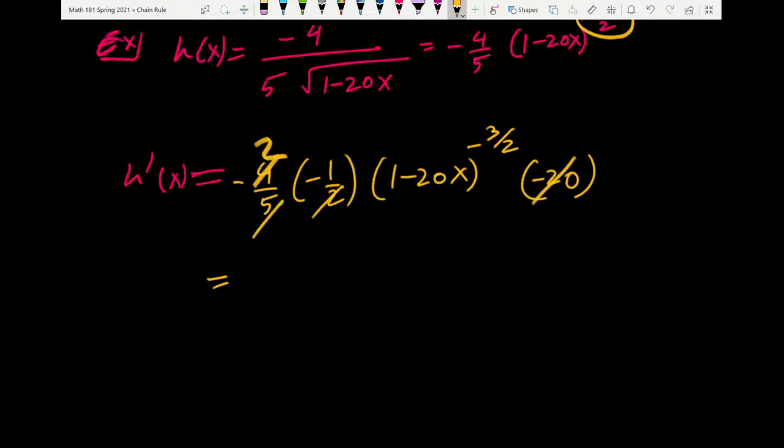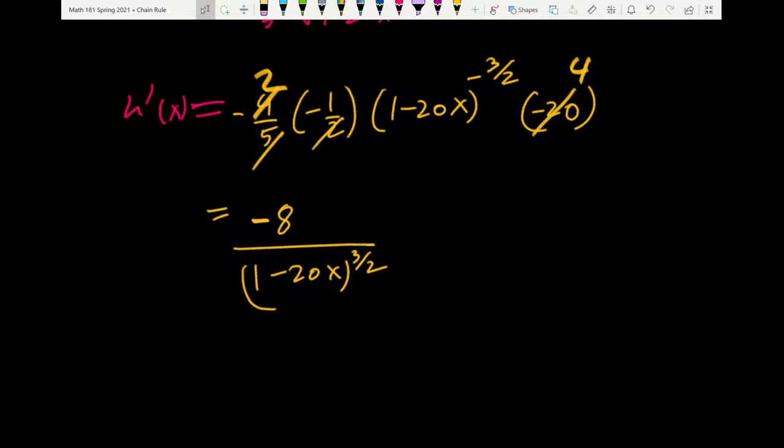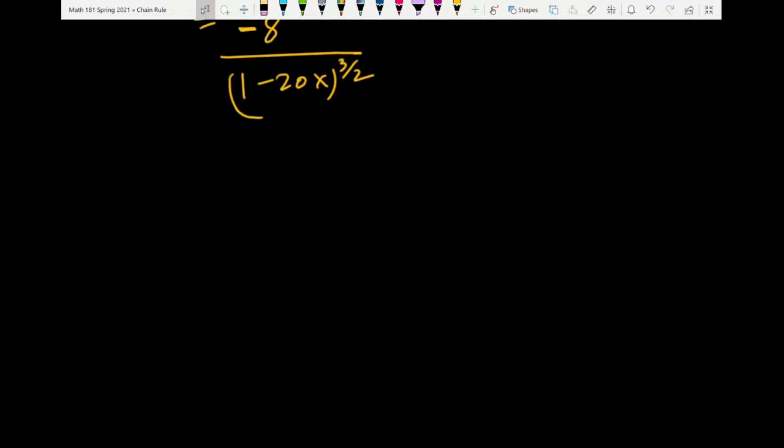It will be -8 over (1 minus 20x) to the 3rd. All right, no question? All right. Let's try this one. 27x times (x minus 3) to the third.